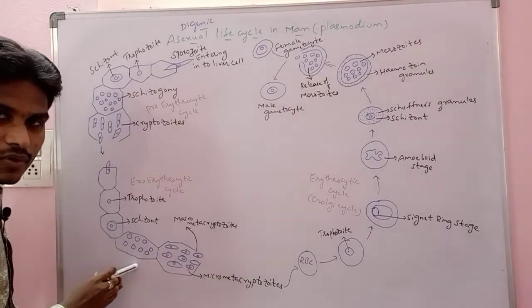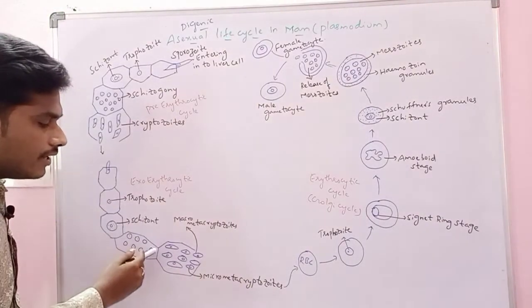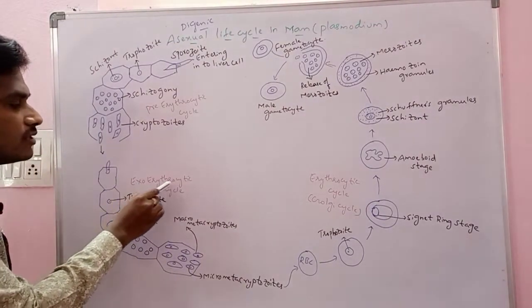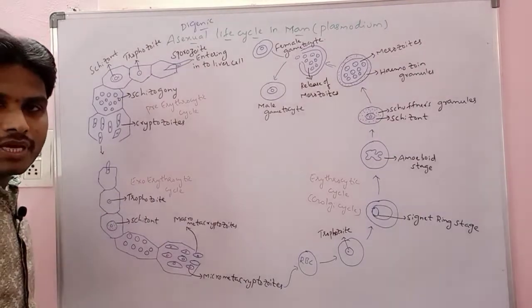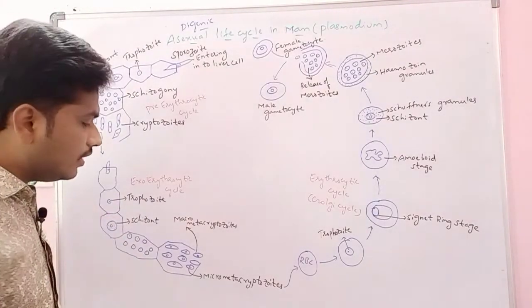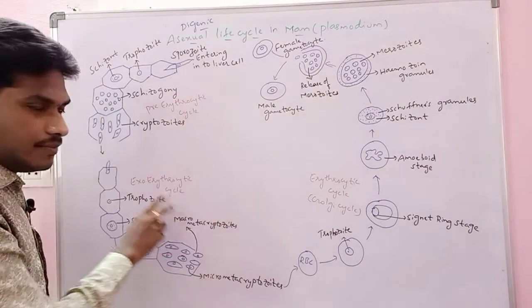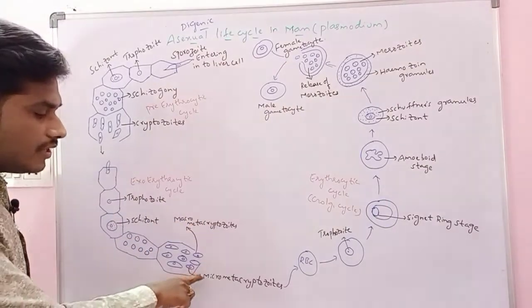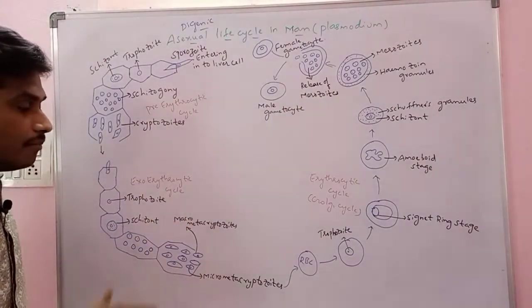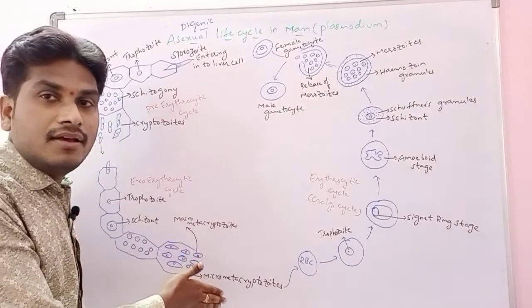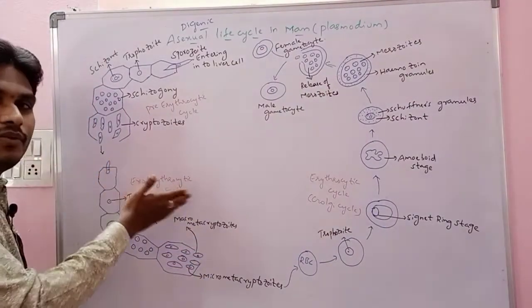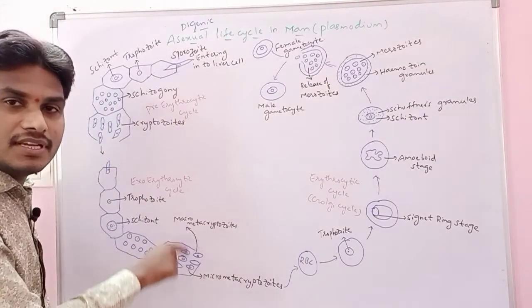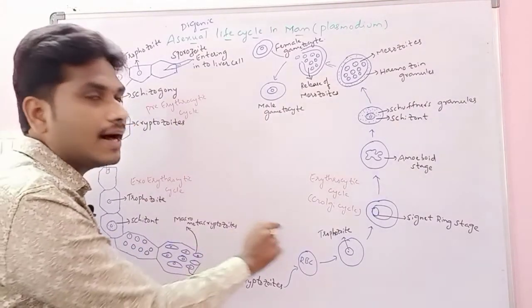After this schizogony, what is happening? They are converting into merozoites. The schizont in the exoerythrocytic cycle forms two types of merozoites mainly: macro metacryptozoites and micro metacryptozoites. The macro metacryptozoites again attack the liver cells and the cycle continues. The micro metacryptozoites which are formed here attack the RBC cells.